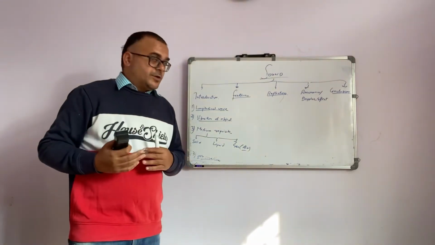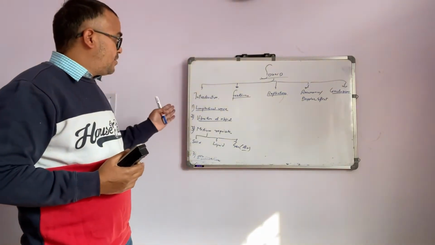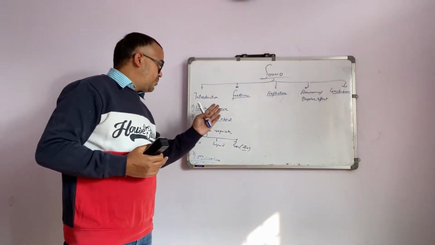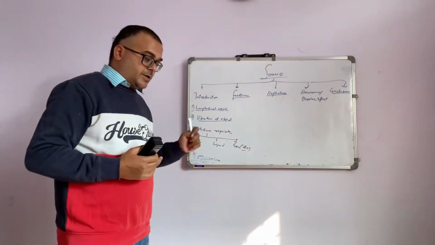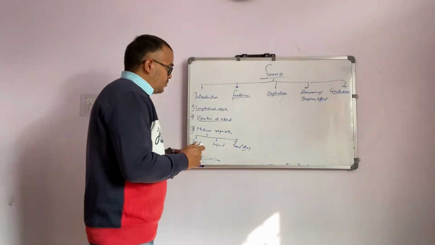So this is all about the introduction of sound. In the introduction we talked about how it is a longitudinal wave, how the vibration of an object produces the sound, and how it requires a medium. Let's move on to the features.